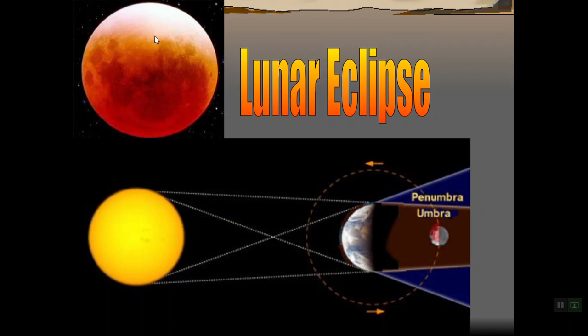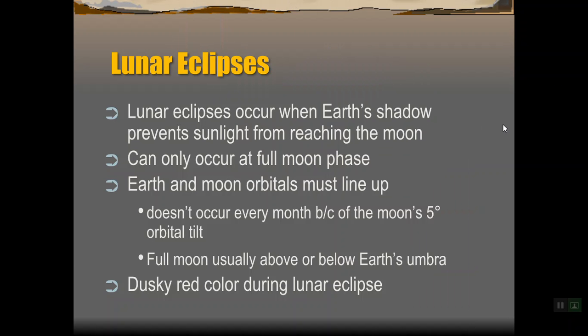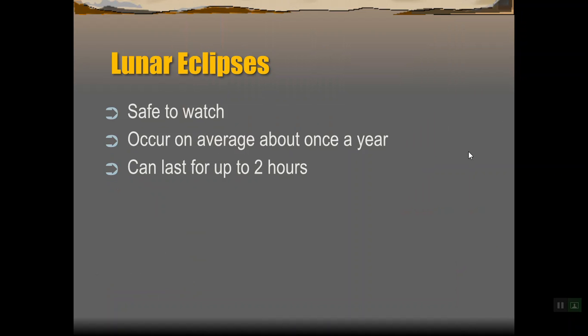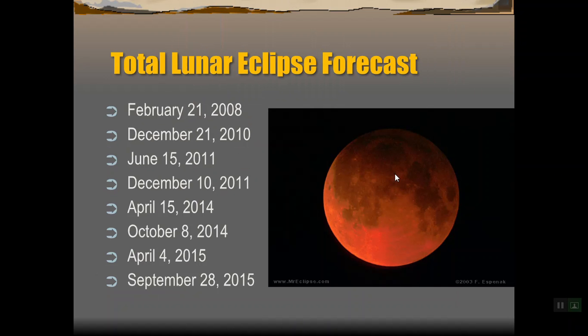And a lunar eclipse looks like this right here. It looks like a full moon that's red, rusty red in color. Lunar eclipses occur at full moon phase, like I said. The orbital planes have to line up, and it's a dusky red color. Lunar eclipses are safe to watch. They occur on average about once a year, and they can last for up to 2 hours.